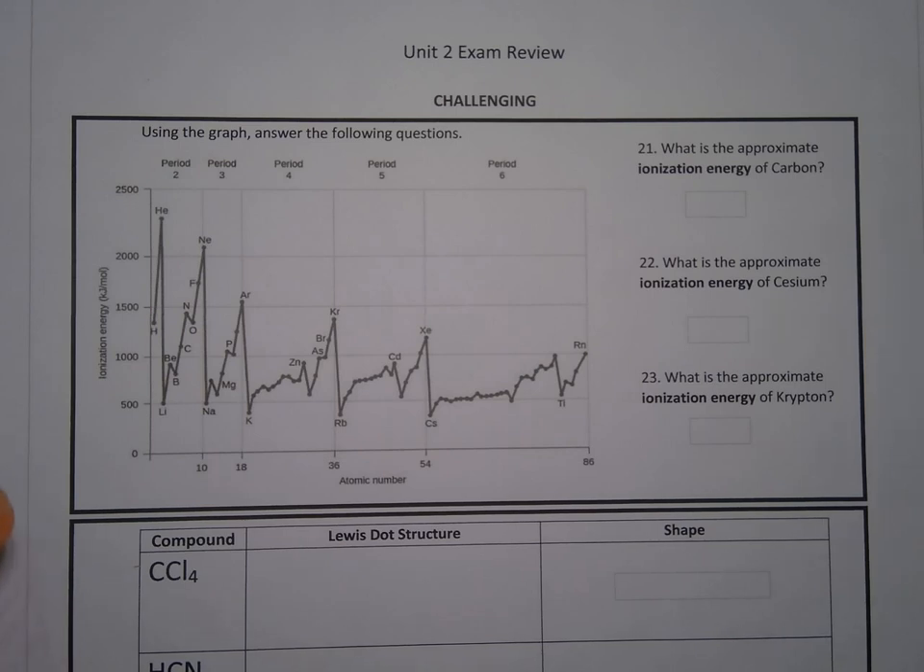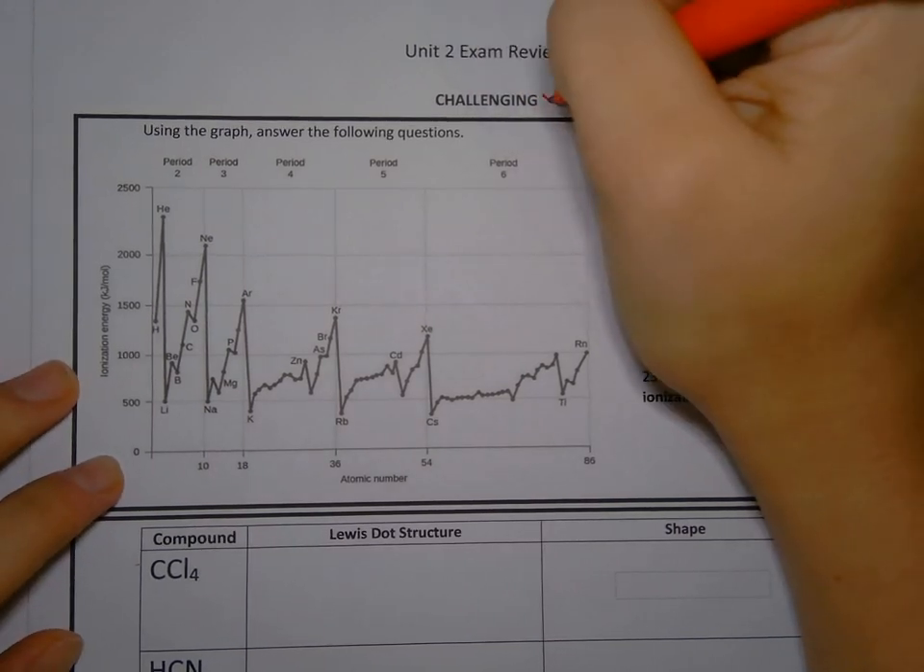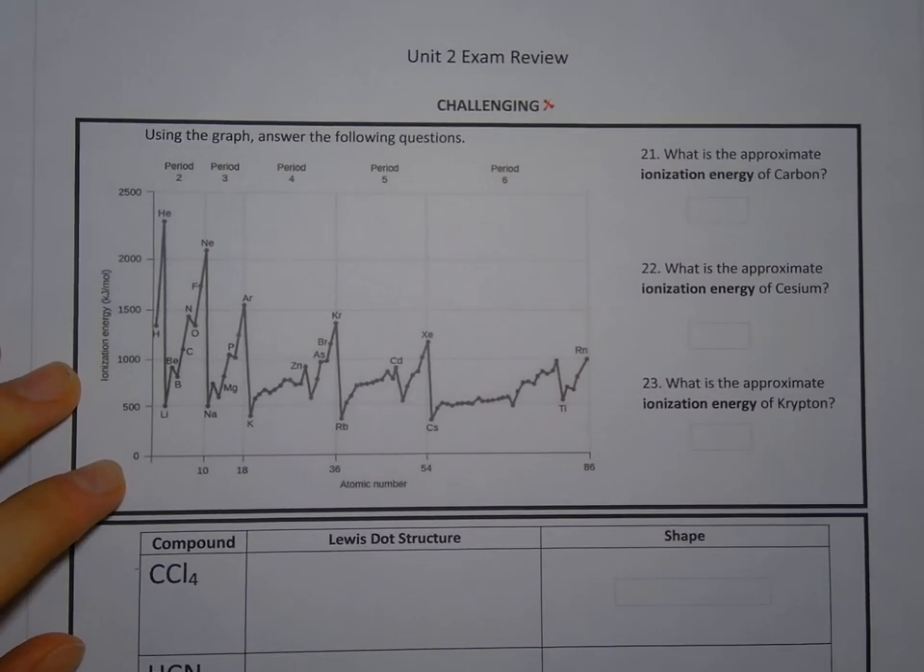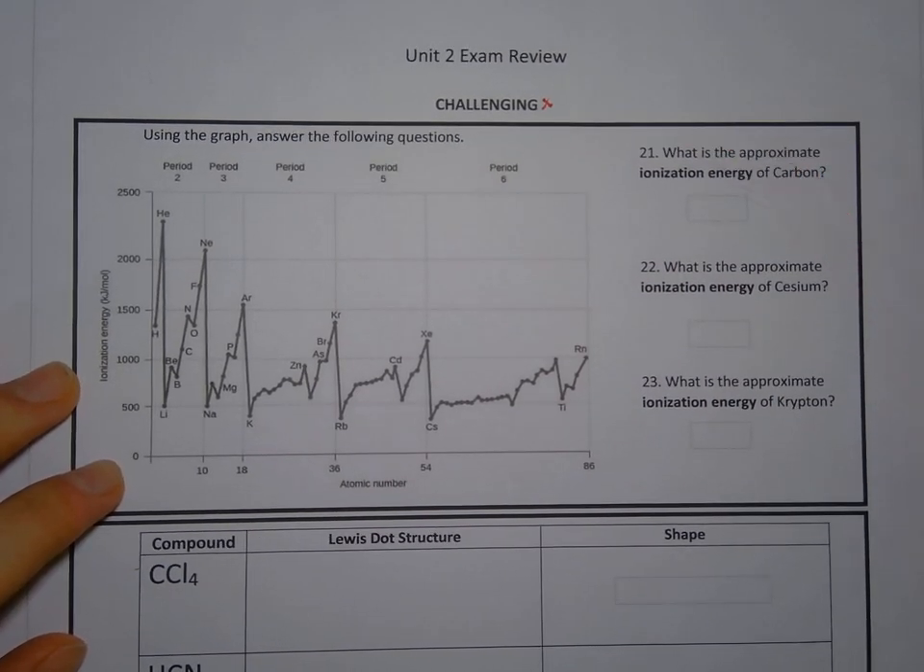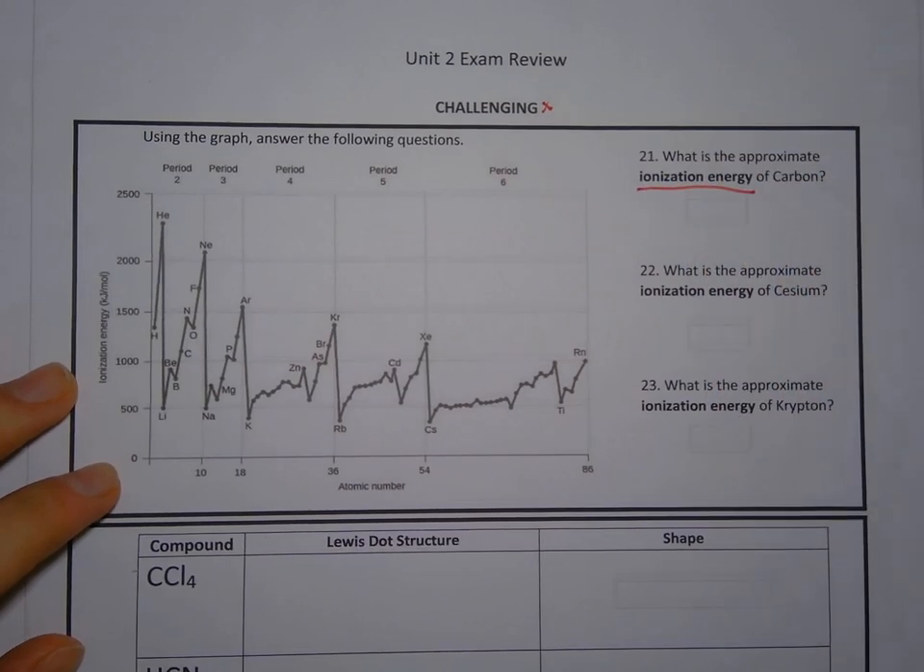Alright, and now we're into the challenging part of this review. Dun dun dun. So I'm going to use red for this one. So, number 21. What is the approximate ionization energy of carbon?